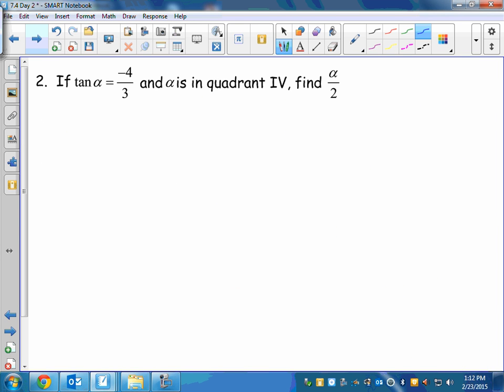Whoa, that's gigantic. Like this lovely question. It says, if tangent of alpha is negative 4/3 and alpha is in quadrant 4, find, why does it just say alpha over 2? I think that should say find tangent of alpha over 2. Sorry.